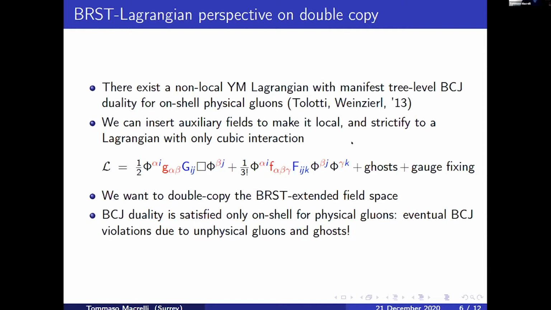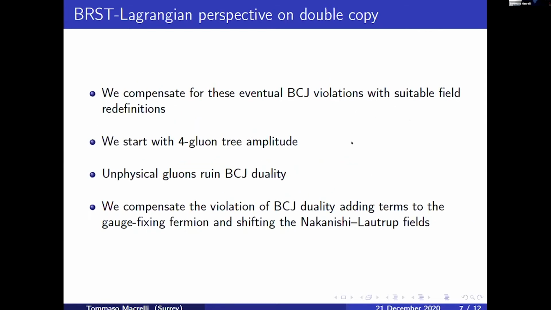Now, what we want to do is to double copy the complete BST extended field space. But the BCJ duality is satisfied only for on-shell physical gluons by construction. So in principle, we can have violation of BCJ duality coming from physical gluons and ghosts. So the approach is the following. We want to compensate this eventual BCJ violation with suitable field redefinitions. And we do this in a recursive way.